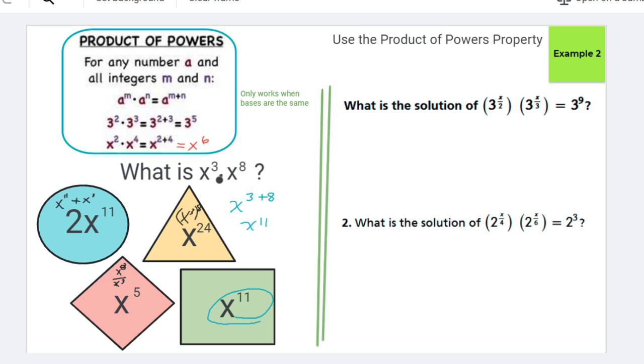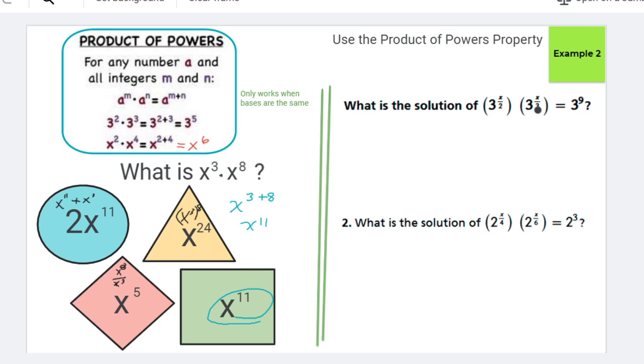Now remember, when you have the same base, which in this case I have a base of 3, and I'm multiplying the two expressions together, we can combine them into a single expression where those exponents are being added.